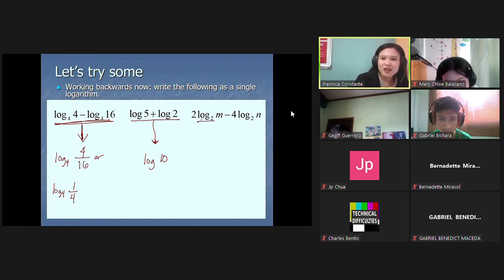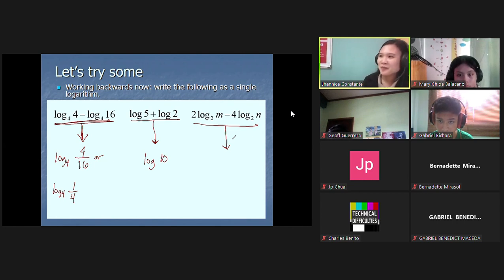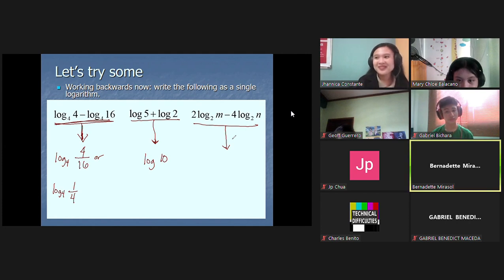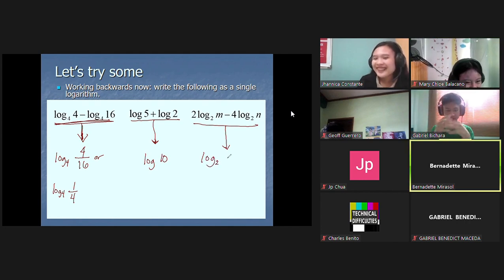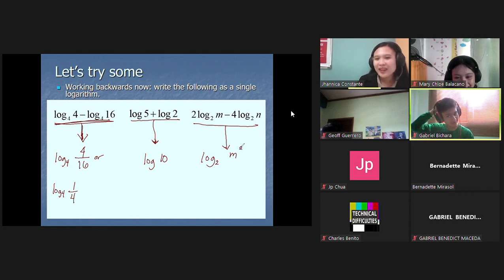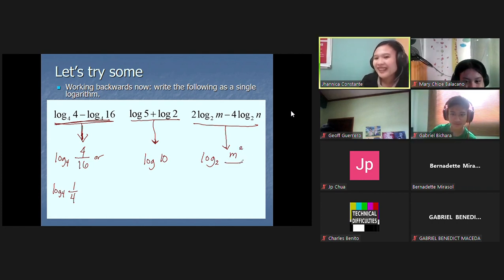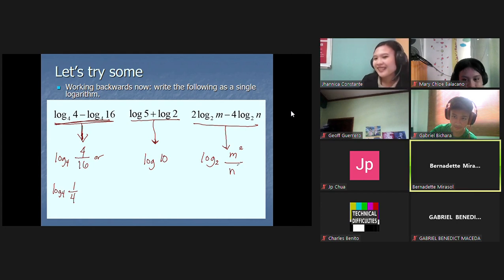What about this one? What is the condensed or the shortened form of the function 2 logarithmic 2m minus 4 logarithmic 2n? Logarithmic m squared over n to the fourth power.